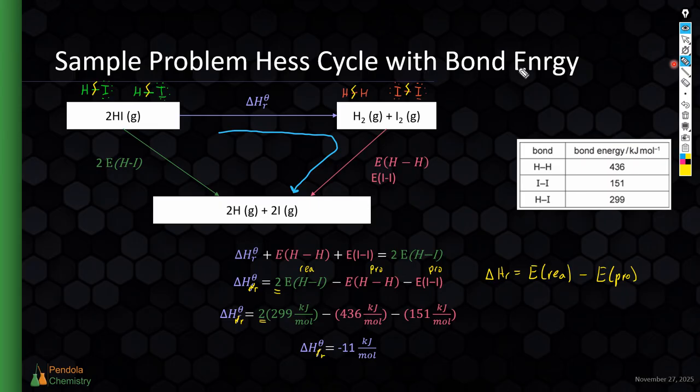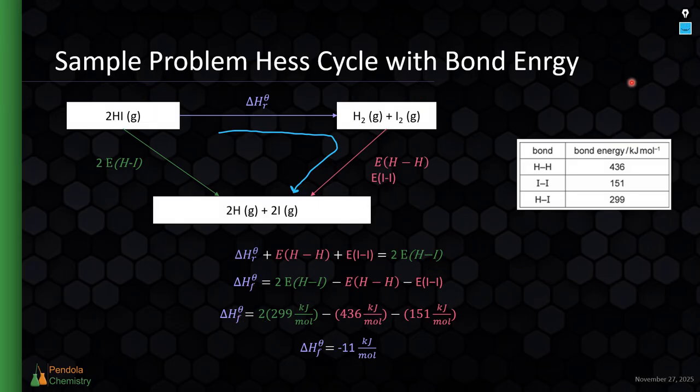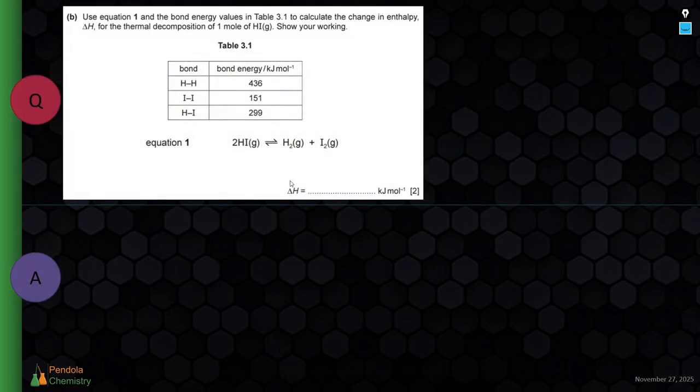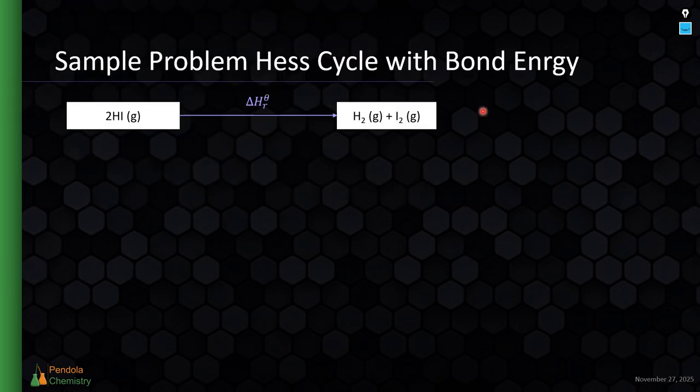Now, there is one more thing we have to look at. I'm going to hide this real quick, and I'm going to go back to the question. So what we found here is delta HR for the reaction that we have here. However, notice that in the question it asks for the thermal decomposition of 1 mole of HI. What we found is for the reaction here, which is a thermal decomposition of 2 moles of HI. So we have to be careful when answering Cambridge questions of the specific things that they're asking us for. Because they're asking for 1 mole, there is one more thing we need to do.